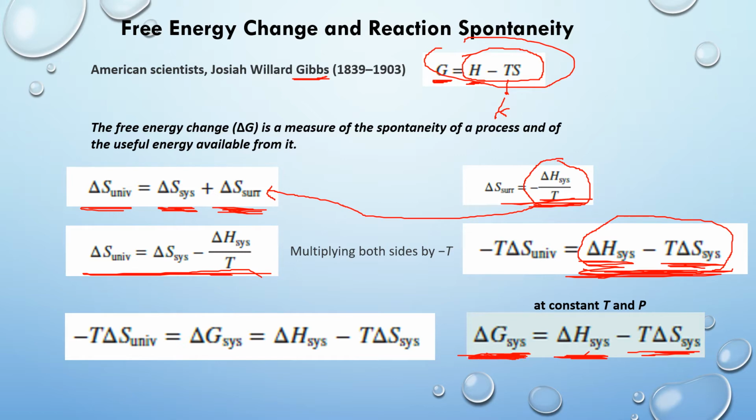Also, because this right-hand side is equal to negative temperature times the delta S of the universe, we can say delta G of the system is also equal to minus T times delta S of the universe. Because here you have a negative sign but delta G doesn't, earlier we could determine spontaneity based on the sign of delta S, so the opposite will be true for the sign of delta G.